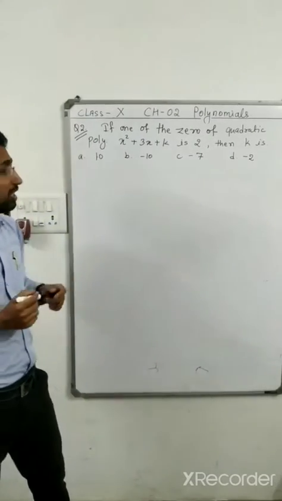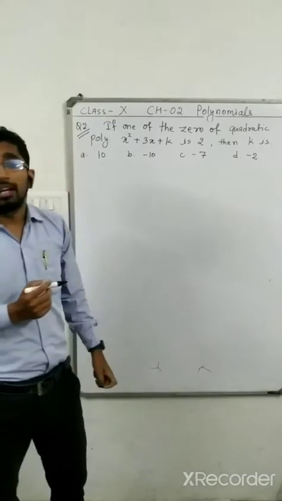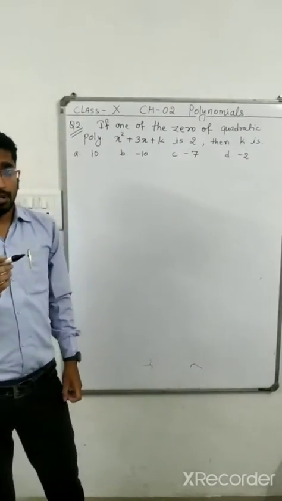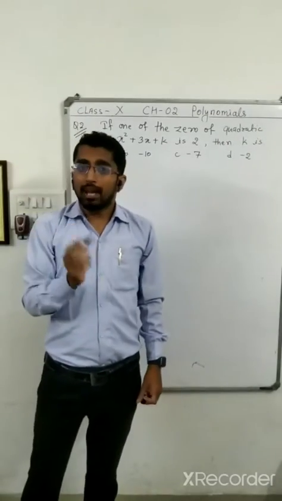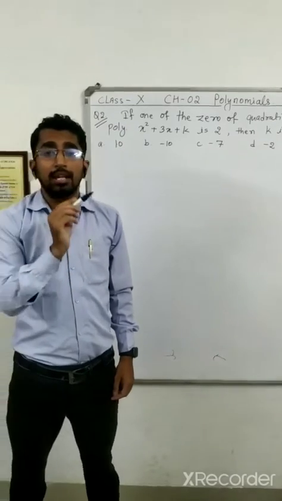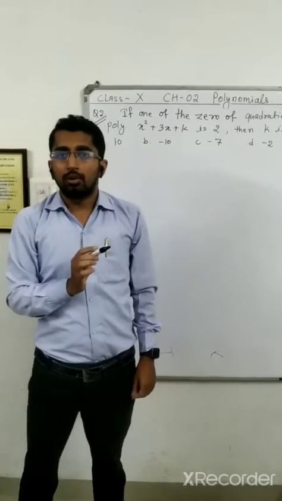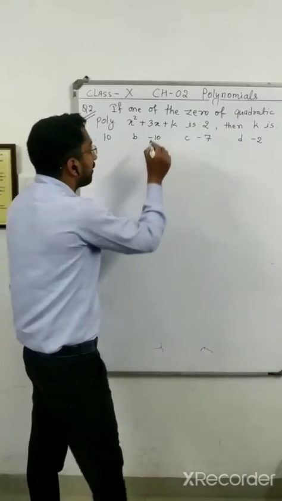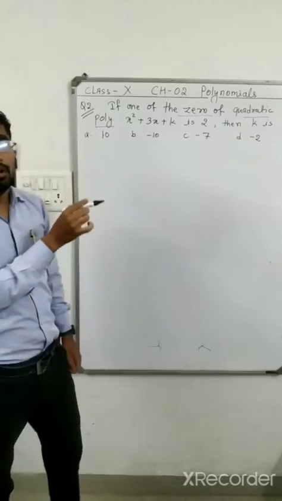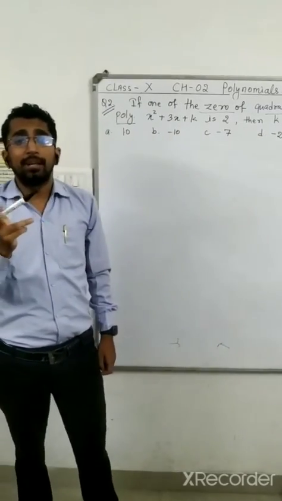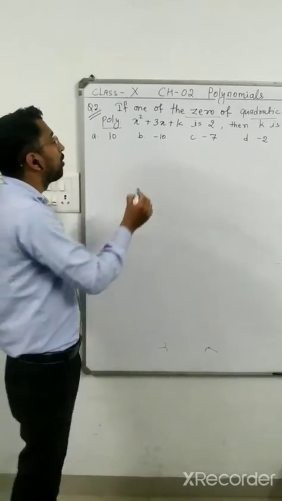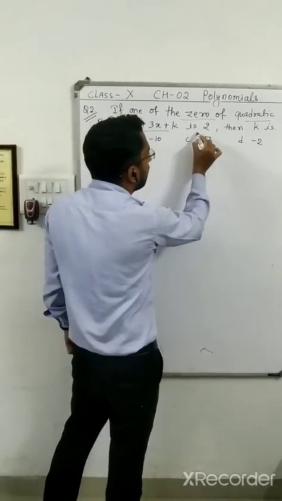The next question, number 2, is related to the zeros of the polynomial. So let me define zero of a polynomial. The particular value of the variable which you will substitute in the polynomial, and the entire polynomial will be equal to 0. So let us see, we have one zero of the quadratic polynomial. It is a quadratic polynomial, so its degree will be 2, so it will have 2 zeros. One of the zeros of this particular polynomial is 2.